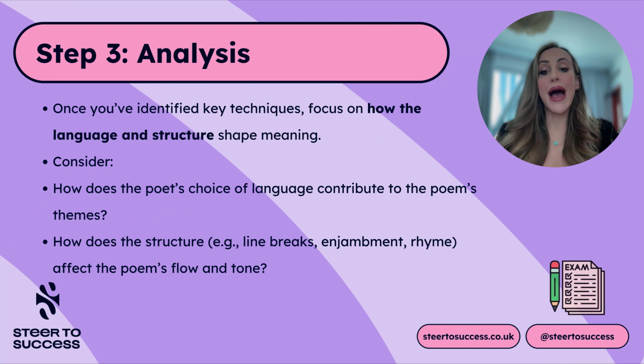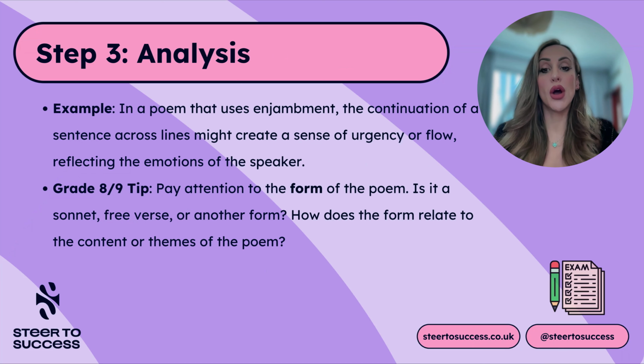So consider, how does the poet's choice of language contribute to the poem's themes? How does the structure, e.g. line breaks, enjambment, rhyme, affect the poem's flow and tone? And as an example, in a poem that uses enjambment, the continuation of a sentence across lines might create a sense of urgency or flow, reflecting the emotions of the speaker.